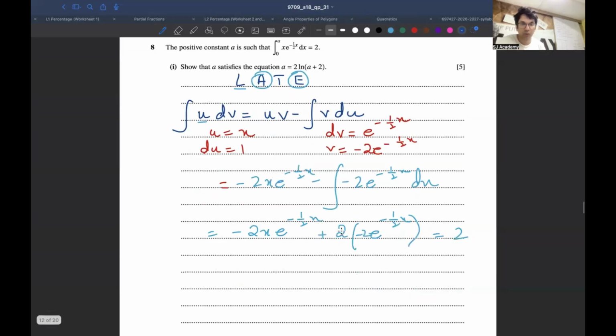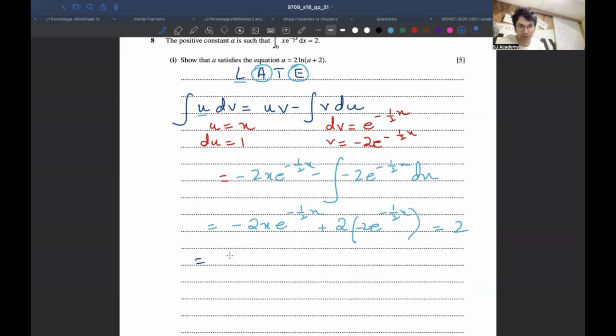Now substituting the limits over here, this will become minus 2a e power minus half a, and this is minus 4 e power minus half a, and in place of x, we can substitute an a. Then the lower limit, which is 0: substituting 0 in place of x, we get 0 over here. So that will become 0 minus, and substituting 0 over here, this term will become a 1. So that will become minus 4 equals 2.